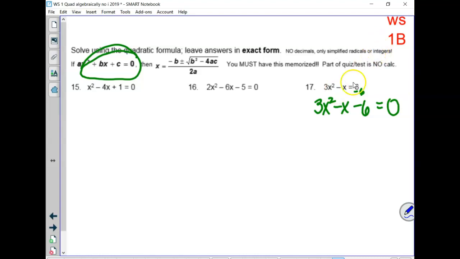So this is our warm-up. We're on 1B. We're finishing an example of the quadratic formula. A is 3, B is -1, and C is -6. So tell me how I start this out.